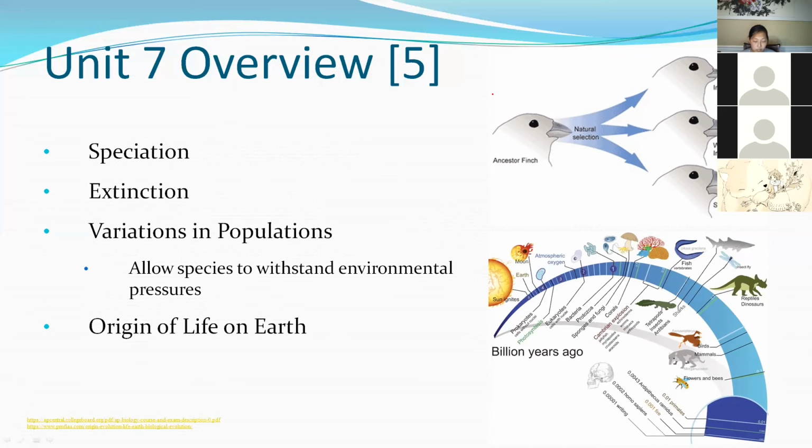But if they have an offspring that is white because of some mutation, then it allows their species to continue to survive, because this mouse is now blended in better and then able to transfer its genes down to its offspring and allow the species to continue living. And then there's origin of life on Earth, which is some history stuff about how life started, the bacteria stuff.